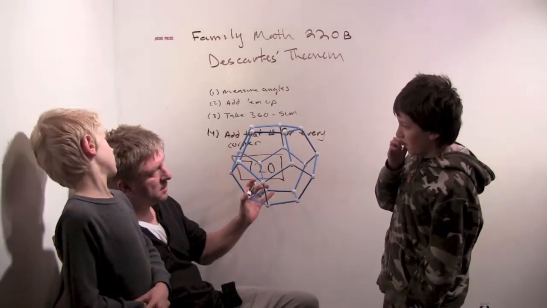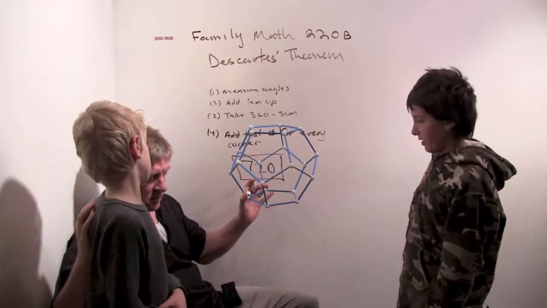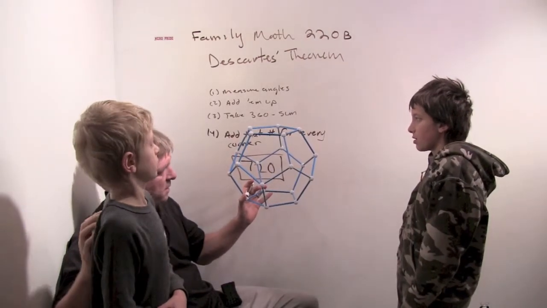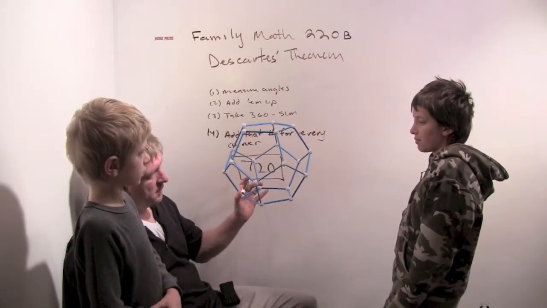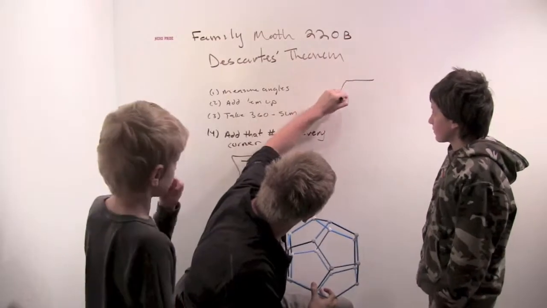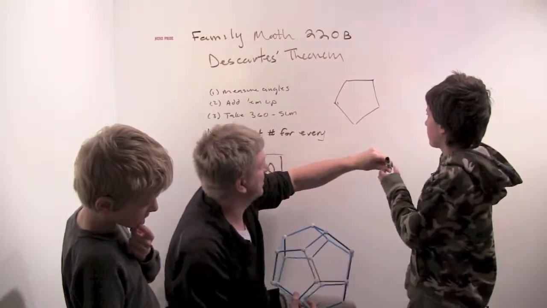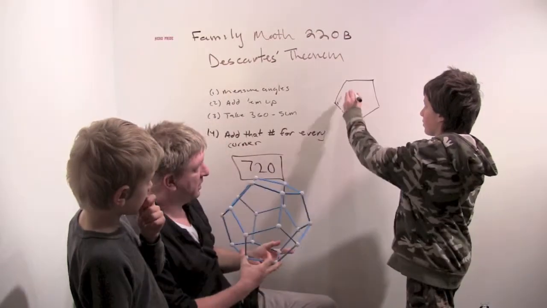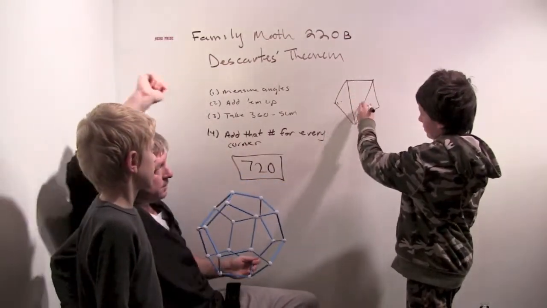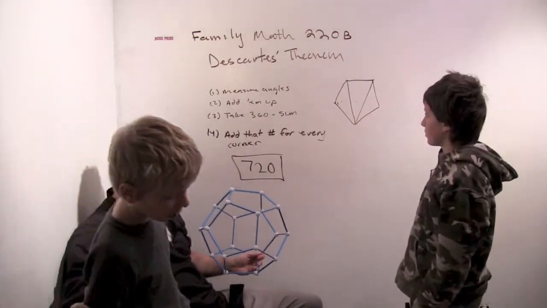Well, in a triangle they add up to 180. In a square they add up to 2 times 180. So maybe in a pentagon they should add up to 3 times 180. That's a very good geometric observation. Why does that make sense? Well, because you can chop it into 3 triangles. Is that what you were going to say?